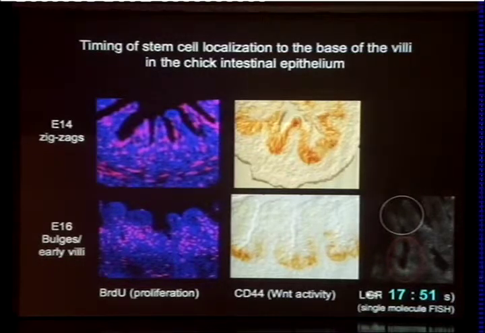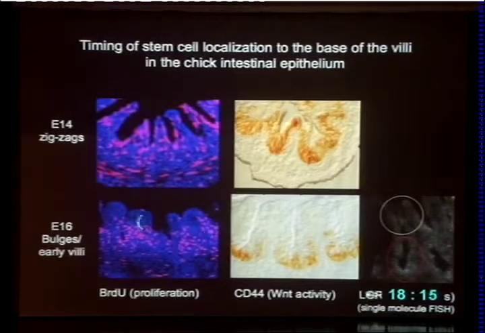The probe really doesn't work very well in the chick. So rather than a normal in situ, this is a single molecule FISH where you're looking at the little dots. The little dots down here are where LGR5 is expressed, and up here where there's an absence of dots at the tips of the villi is where it's not expressed. So the timing is right here between E14 and E15 in the chick when you lose this.